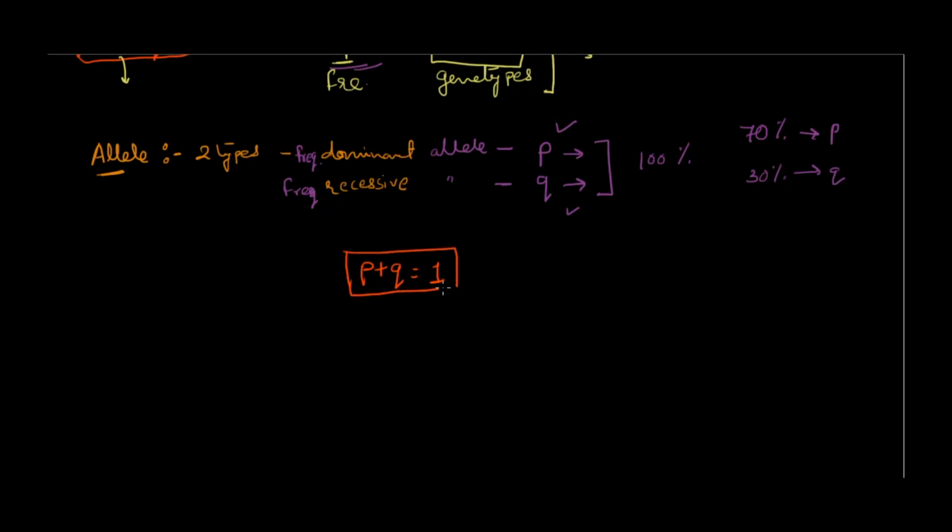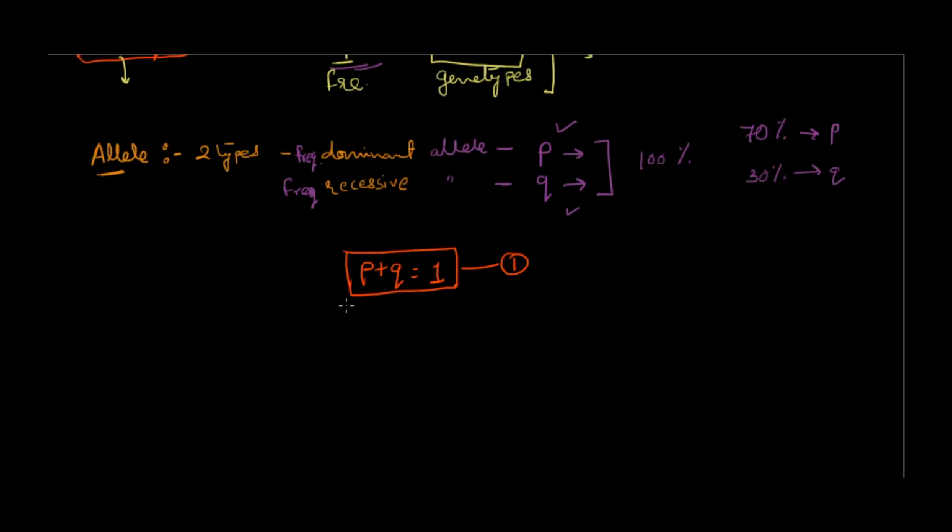Very, very important. Number 1 to remember. As I said, either p or q is present, that means together they make the complete population. So p plus q, the sum of the frequency of p and q, should always equal 1. Equation number 1 that you need to remember: frequency of dominant allele plus frequency of recessive allele equals 1.